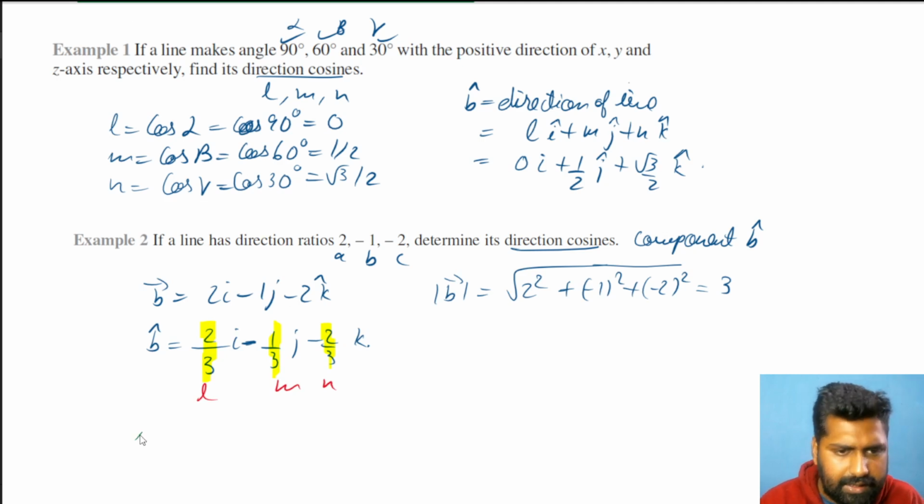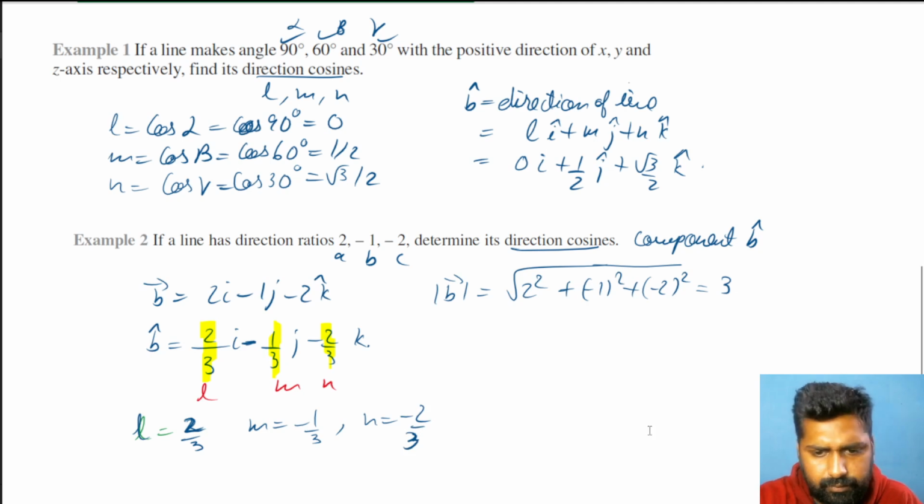The components of your b cap vector are your elements. This is L, this is M, this is N. So write down: L is equal to 2 by 3, M is equal to minus 1 by 3, N is equal to minus 2 by 3.